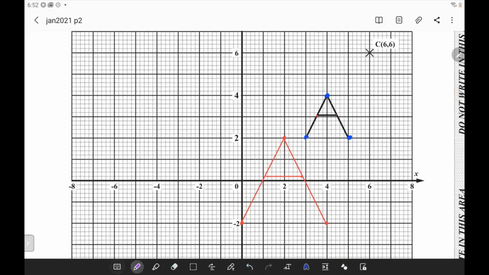And it was saying 2 up. So 3 across to the left and 2 up: 1, 2, 3, 1, 2. That's this point right here. This point here will also move 3 across and 2 up: 1, 2, 3, 1, 2. That's this point right here. This point here would move 3 across, 1, 2, 3, and 2 up. That's right here.